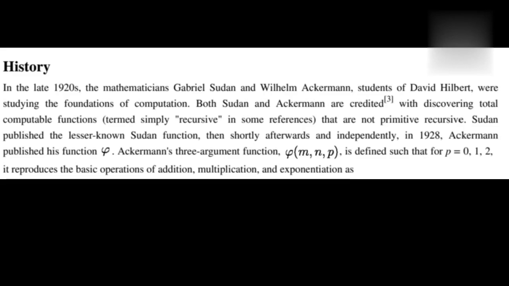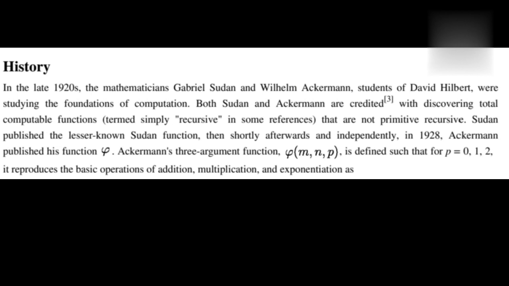History of Ackermann function. In the late 1920s, the mathematician Gabriel Sudan and Wilhelm Ackermann, student of David Hilbert, were studying the foundations of computation. Both Sudan and Ackermann are credited with discovering total computable functions that are not primitive recursive, a term simply called recursive in some references. Sudan published the lesser known Sudan function, then shortly afterwards and independently in 1928, Ackermann published his function.